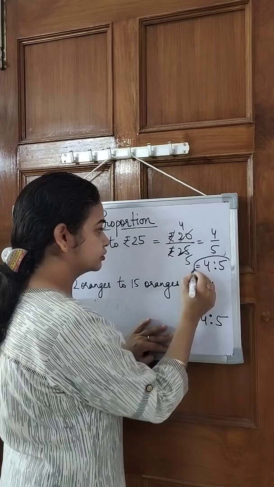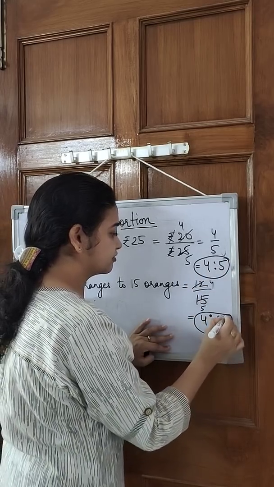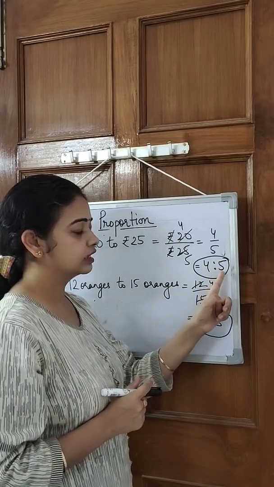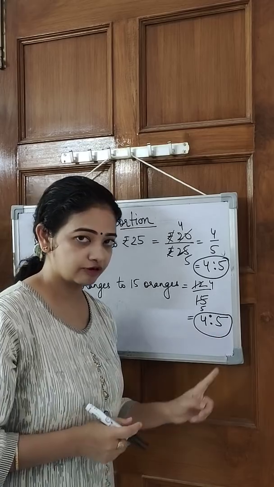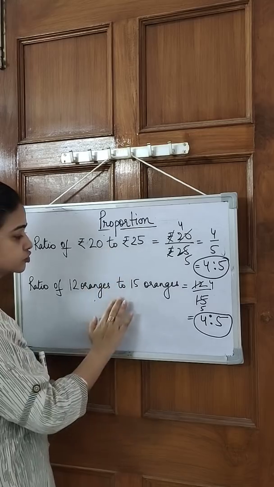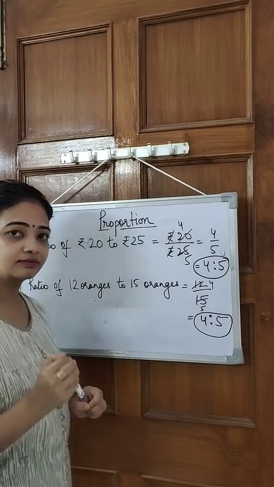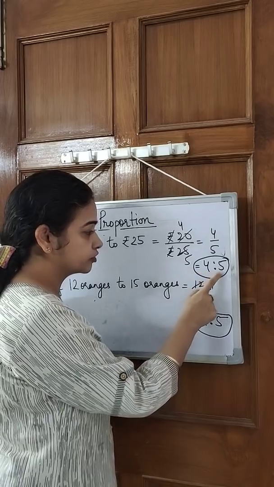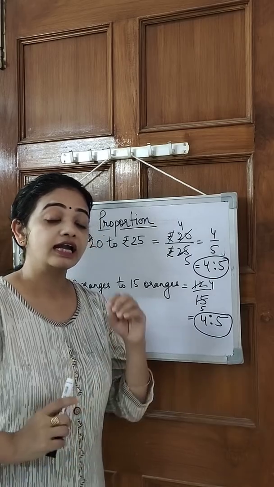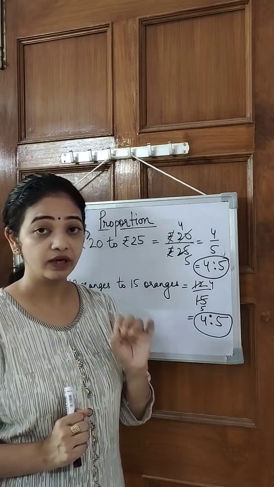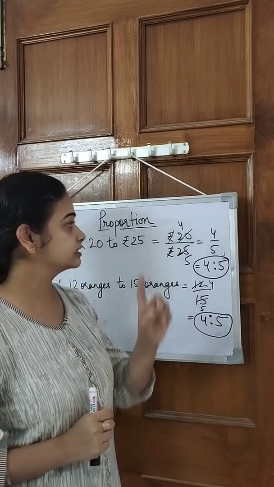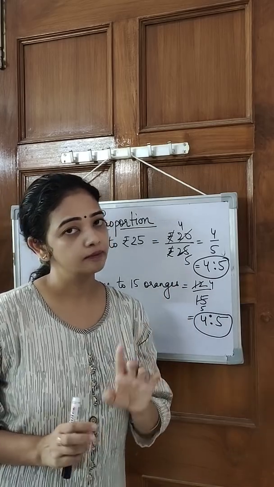Common here is that the two ratios that I am getting, when I am simplifying my fractions, in both the cases I am getting 4 is to 5. Okay. So what we can say is that these two ratios are equal, isn't it? Because it is coming 4 is to 5 and 4 is to 5. So these two ratios are equal. And this is what proportion is. When two ratios are equal, what we can say? We can say that those two ratios are in proportion.